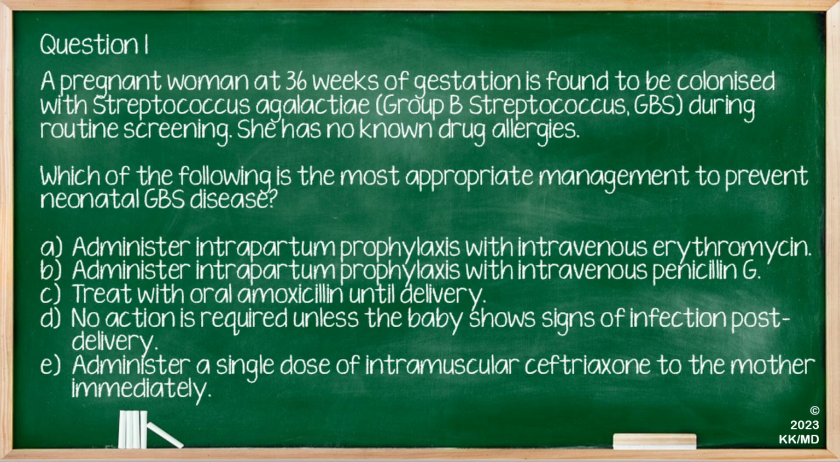So, thinking back to the video, you'll recall that the correct answer here is B. Administer intrapartum prophylaxis with intravenous penicillin G. It's not good enough to wait until the baby is born or until the baby shows signs of infection, as this can be quite a dangerous infection in neonates, so it's best to give prophylaxis to the mother prior to delivery.